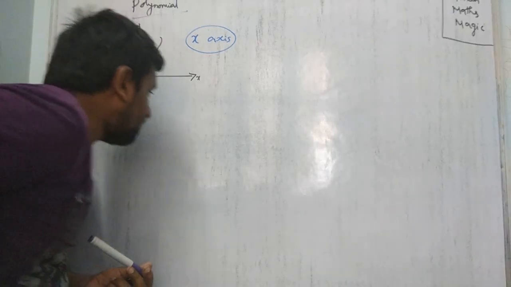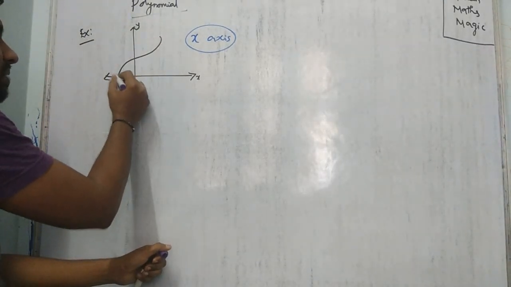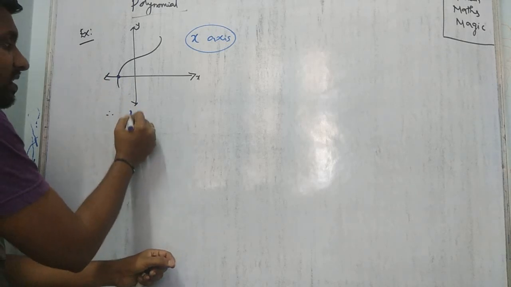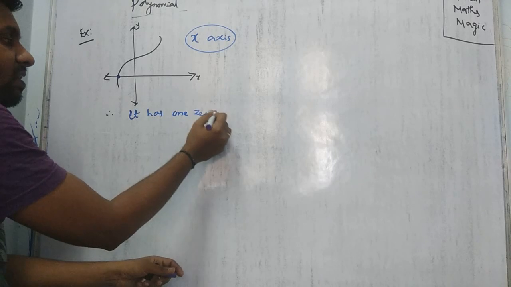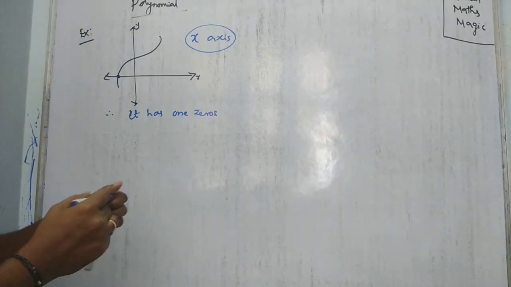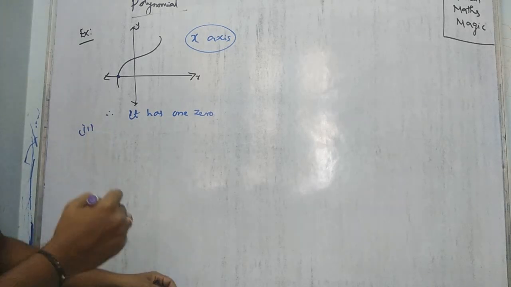So now, in how many places does the graph touch the x-axis? This curve touches the x-axis in only one place. Therefore, we can write it as only 1 zero, one factor, one root, okay? Only 1 zero. So second, example number 1, 2.